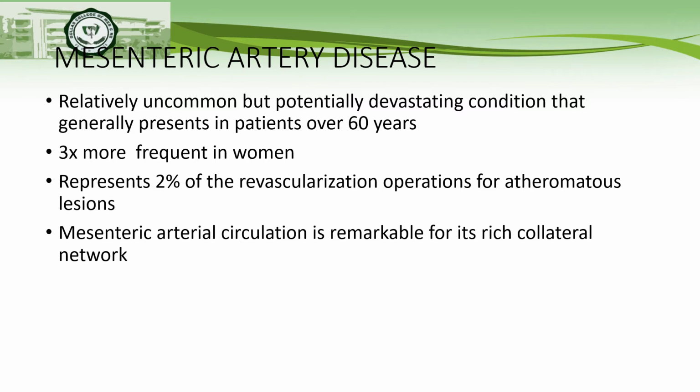The mesenteric arterial circulation is remarkable for its rich collateral network. So, we have the celiac artery and the superior mesenteric artery, which are both suprarenal, and we also have the inferior mesenteric artery, which is infrarenal. These arteries also have abundant collateral flow, so the blood supply is quite good in this area.